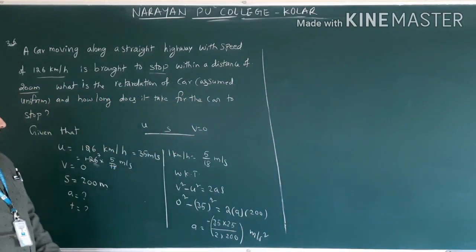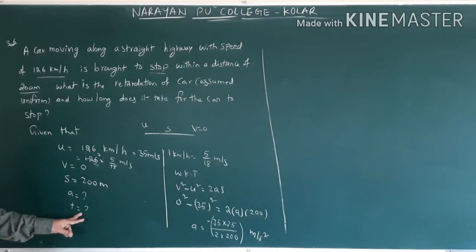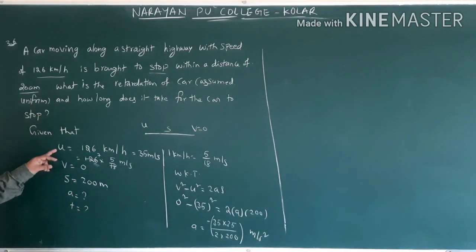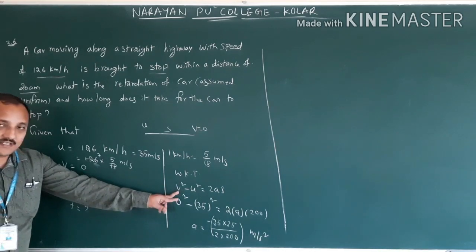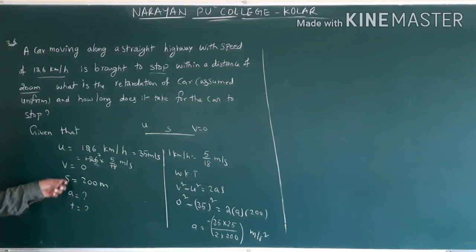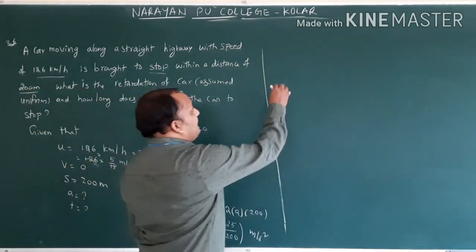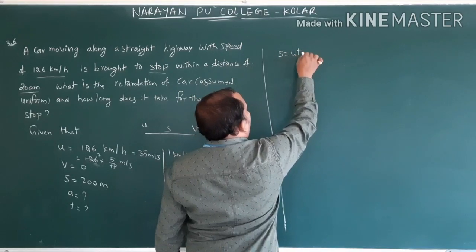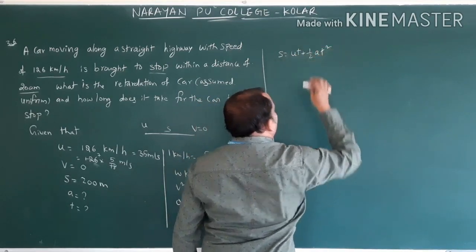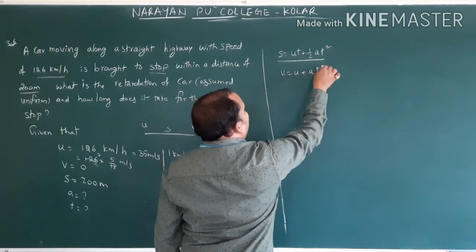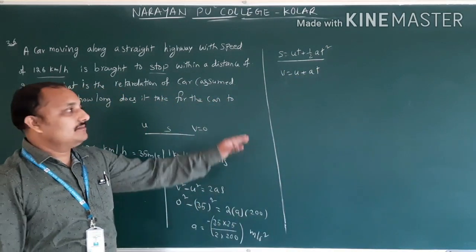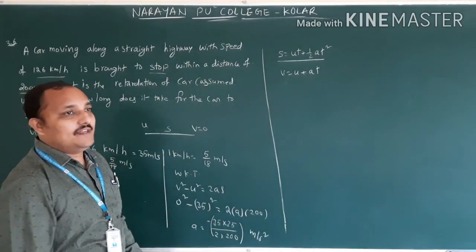Next, what are they asking? How long will it take? So time we want. You know u, v, s, and t they are asking. This one you can solve in two ways. One is by taking this equation. Another one we will take s is equal to ut plus half at square. Otherwise v is equal to u plus at. So you can take either one of the equations.